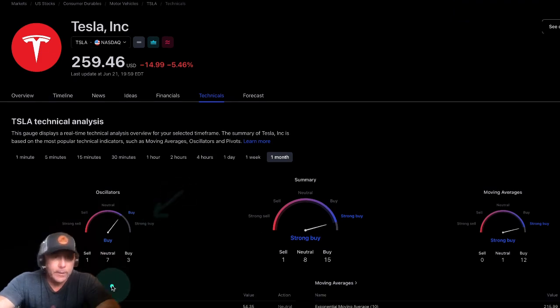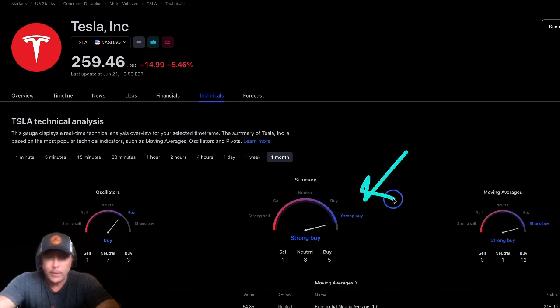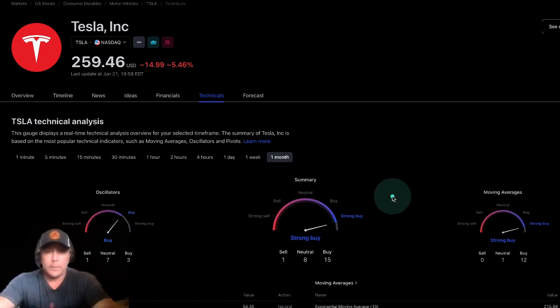Just real quick on this, the oscillators is a buy, and on the moving averages, it is a strong buy, and the aggregate is a strong buy on the summary. So again, just to summarize, that tells me that from a setup standpoint, this is going to be a nice move for what appears to be, potentially, quite a while. So we're early in this move, which is really exciting.